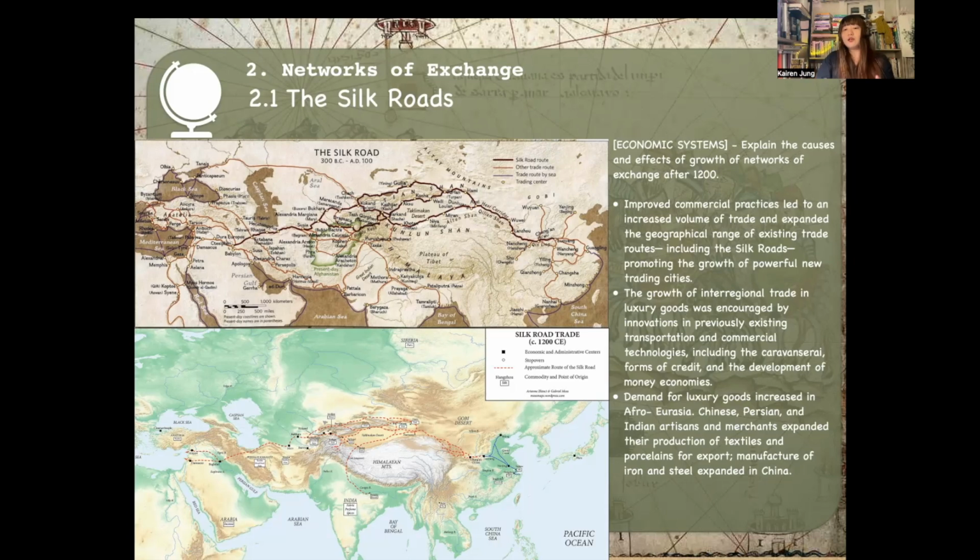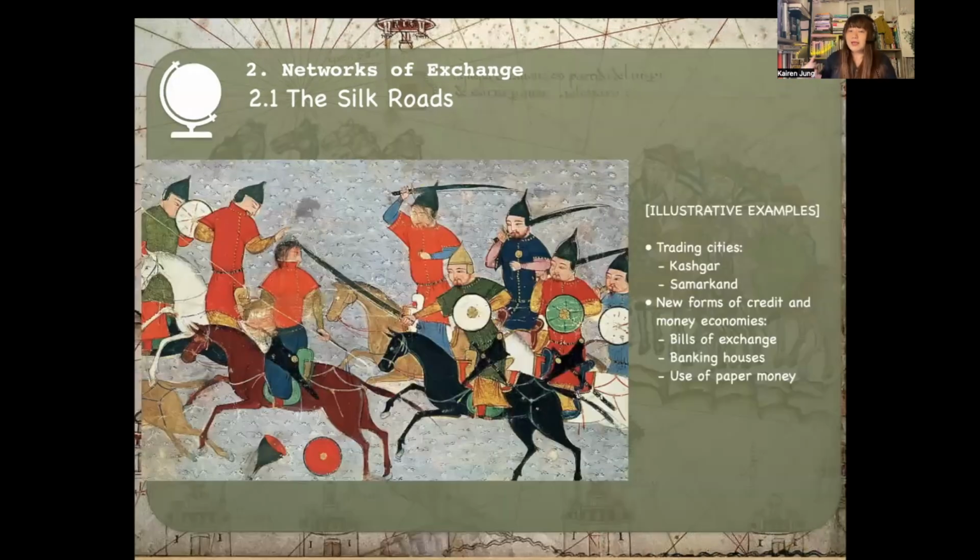You had a demand for luxury goods increasing in Afro-Eurasia, with Chinese, Persian, and Indian artisans and merchants expanding their production of textiles and porcelains for export, the manufacture of iron and steel expanding in China, and so forth. Main illustrative examples that you need to remember according to the CED: trading cities Kashgar and Samarkand, and then new forms of credit and money economies, such as the widespread use of paper money, which eventually led to inflation in some areas of the world.